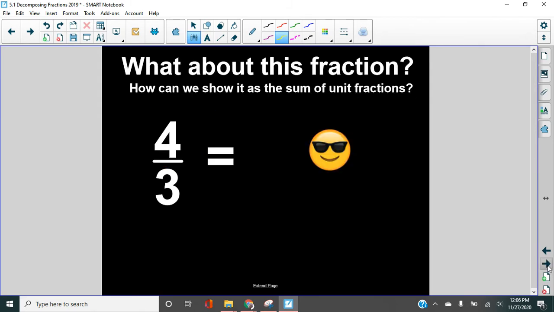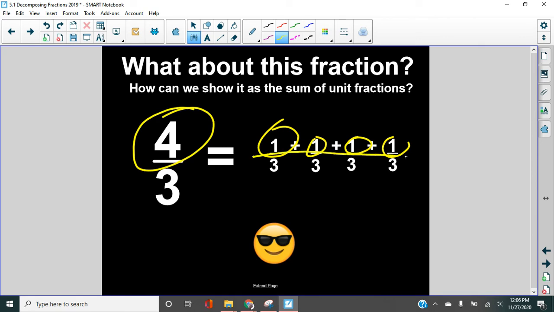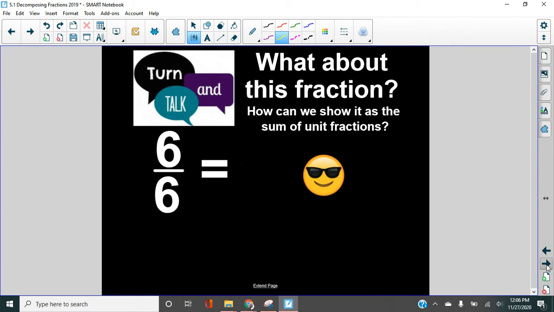What about 4/3? It doesn't really change. Just because the numerator is now bigger, we have an improper fraction. What do you think this equation would be? Did you say 1/3 plus 1/3 plus 1/3 plus 1/3? If you did, you're right. 1, 2, 3, 4. 4/3. We keep all the denominators the same. This is decomposing fractions. Last one like this. What do you think this would be?